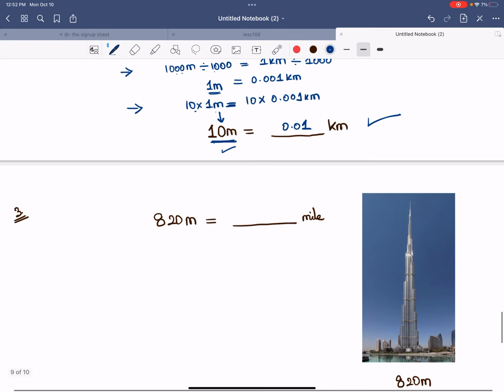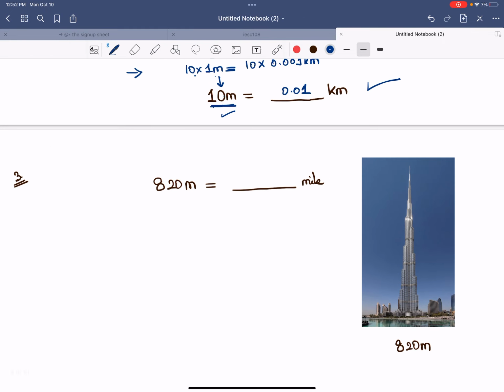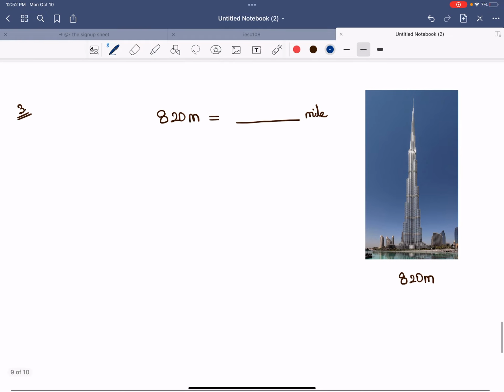All right, we're running out of time. I'm gonna make this a smaller video, so let's move on to question 3. And this is gonna be a slightly different question. So let's just say that there is a tower. This is actually Burj Khalifa, guys. This is the tallest building in the world, and it's 820 meters, this entire tower. And my question is, if this entire tower is 820 meters, what is this height in miles?